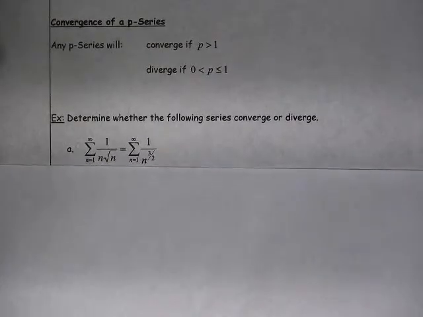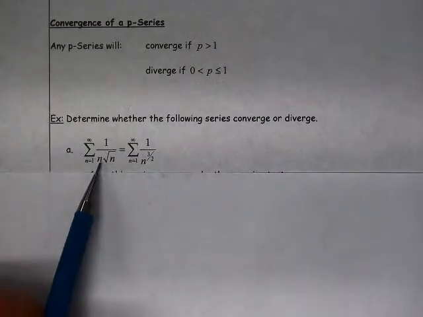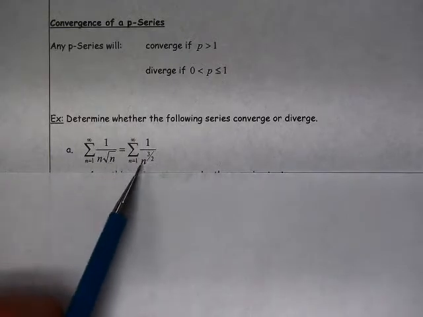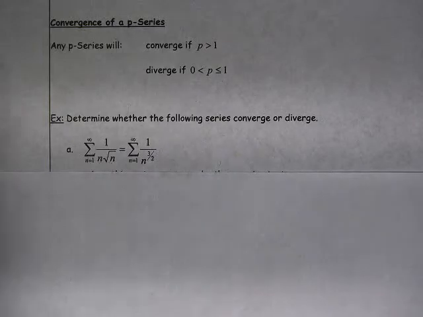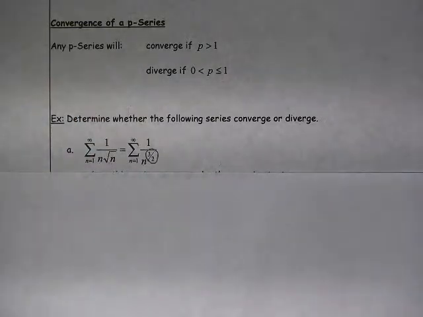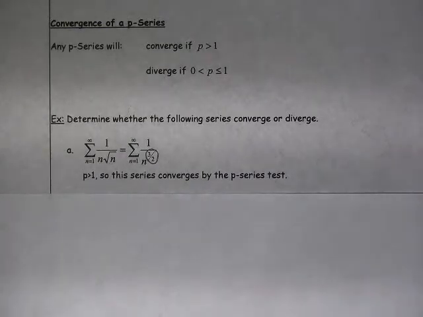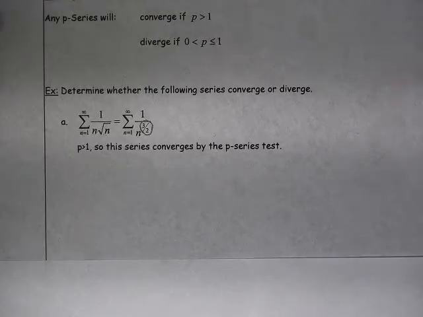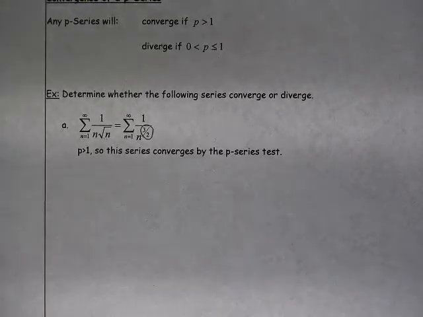Here we have a nice p-series. It starts off as n times the square root of n, but of course that's just n times n to the 1/2, which gives us n to the 3/2. So we can see here our p-value is 3/2. So since p is greater than 1, the series converges by the p-series test. Pretty simple, right? If we get p-series, those are always nice because once we get them into that form, then they turn out to be really, really simple problems.